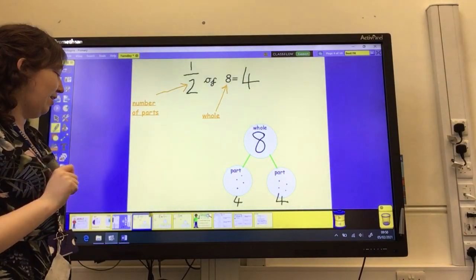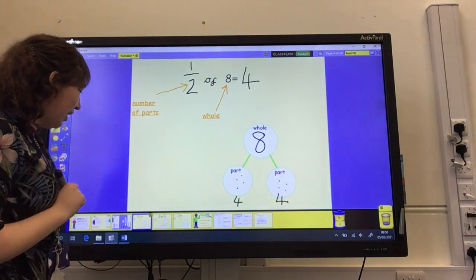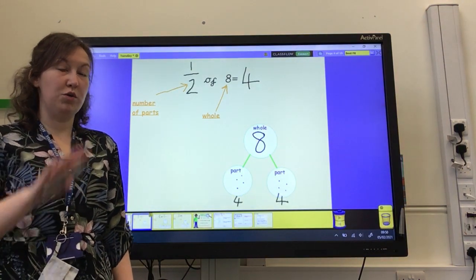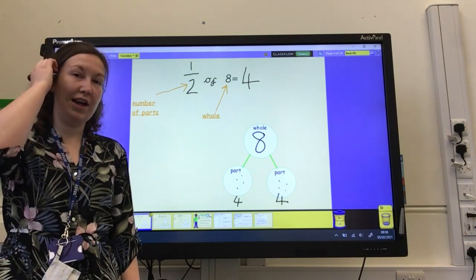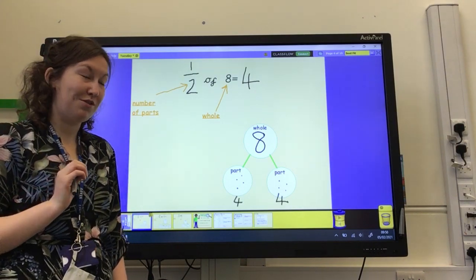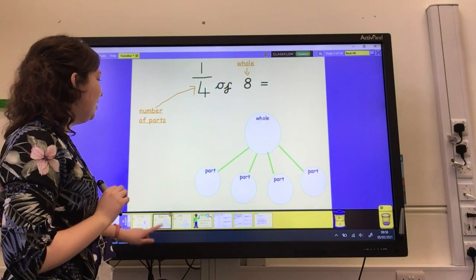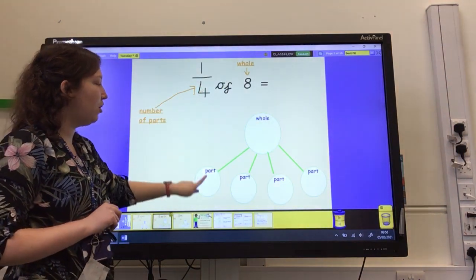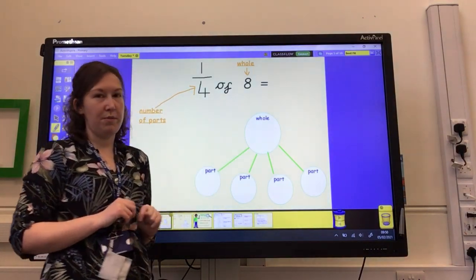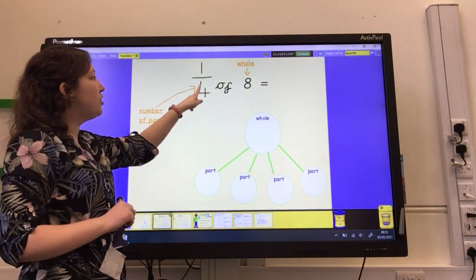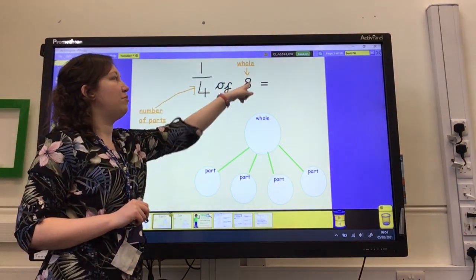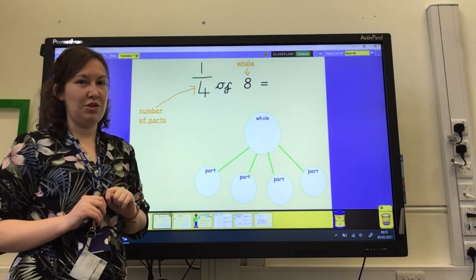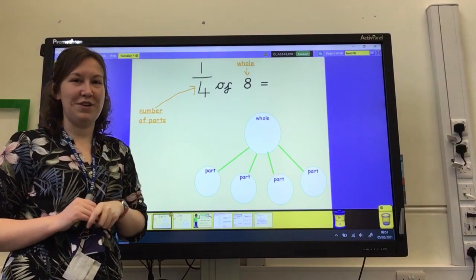So I'm going to have a go at the next one now, and I'm going to move on to doing quarters. So maybe once I've read the question out, you want to pause the video and have a go at working it out yourself before I show everybody how to do it. So this time we've got quarters. So the number of parts is four. I've drawn my four parts onto my part whole. So quarter of eight. So remember, eight is my whole. So if you want to have a go before I show you the answer, please pause the video now.